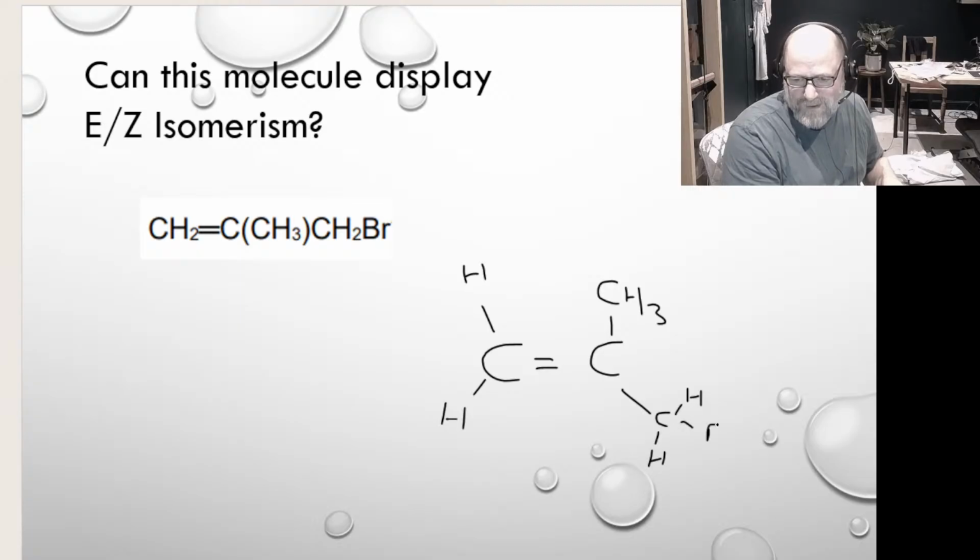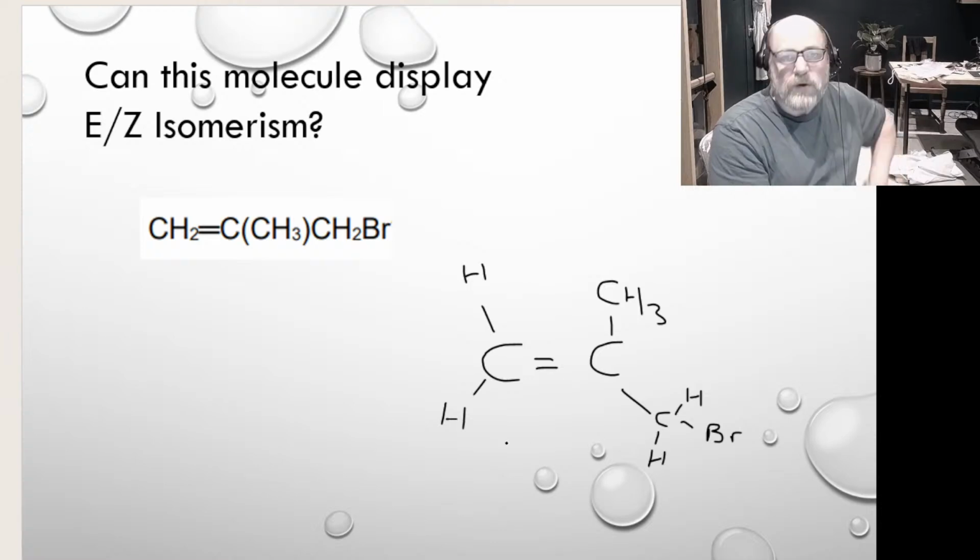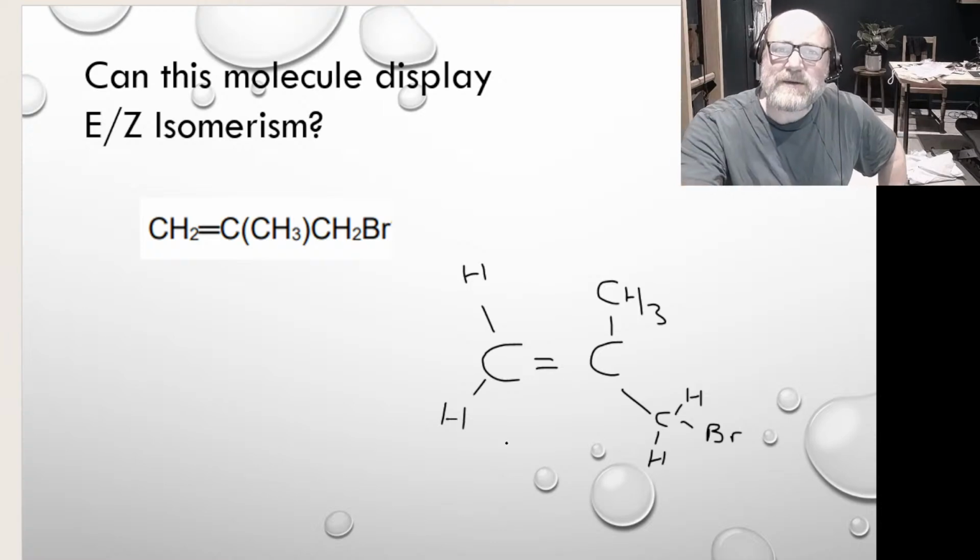Hold on. Let me check it out. Have I written that out? I don't think I've written that out properly. What's that? 1, 2, 3, 4. Have I put 4 carbons in the house? Yeah, I have put 4 carbons in the house. Have I drawn that out properly? That looks proper. Okay, cool. So, got a question here. Can this do EZ isomerism?